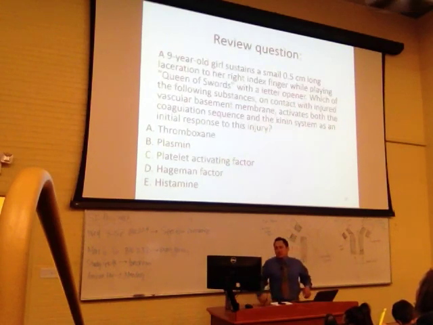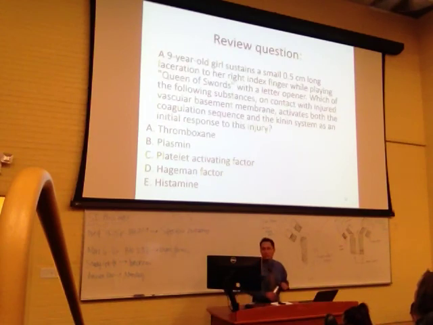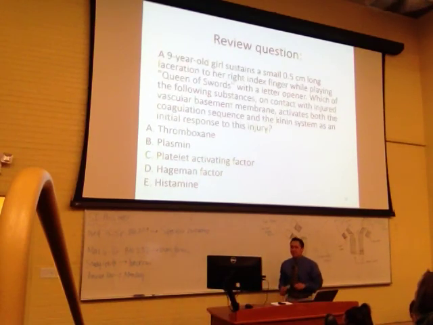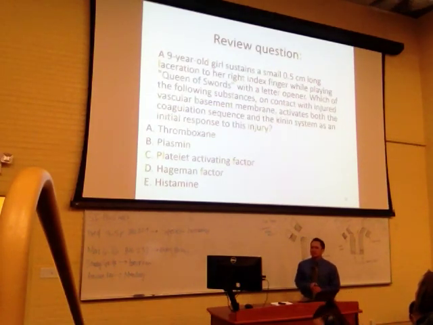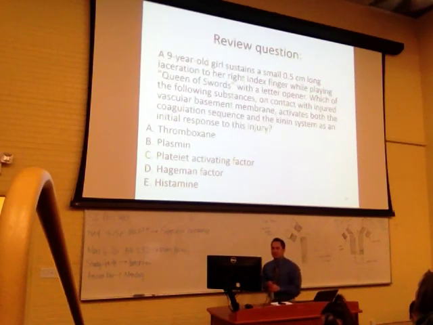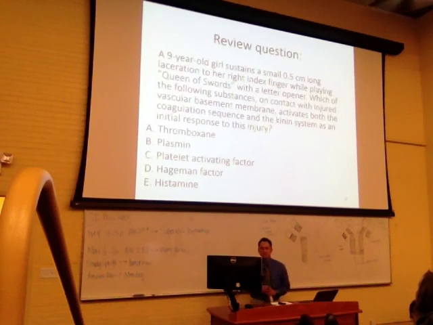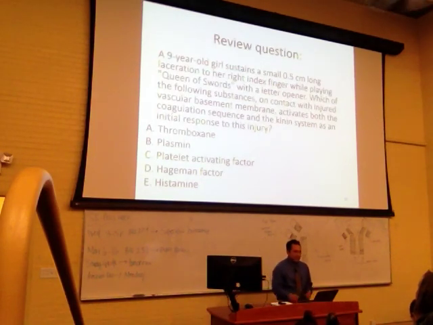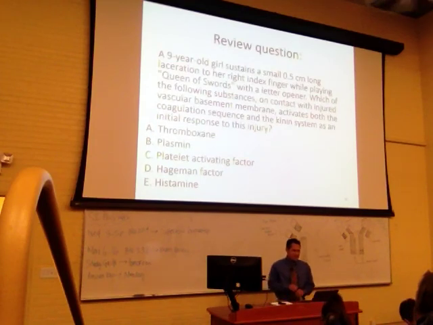A 9-year-old girl sustains a small 0.5 centimeter long laceration to her right index finger while playing Queen of Swords with a letter opener. Which of the following substances on contact with the injured vascular basement membrane activates both the coagulation sequence and the kinin system as an initial response to this injury? Thromboxane, plasmin, PAF, otherwise known as platelet activating factor, Hageman factor, or histamine. What's the answer and why?